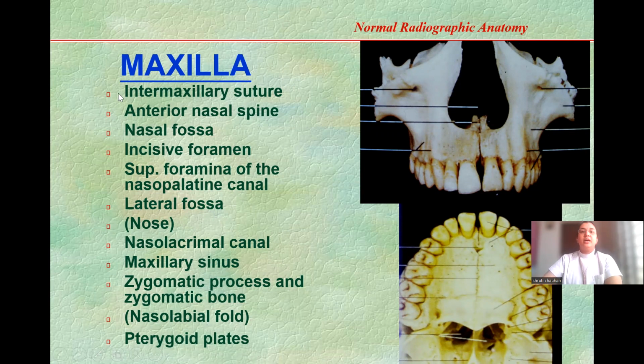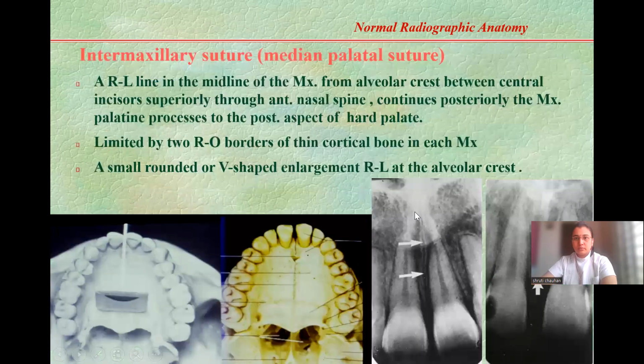Now all this will be seen whenever we're taking a radiograph from your incisors to your molars. But which one will be seen in which radiograph, that is specific, which you need to know. Let us start. First of all, the intermaxillary suture, which is also known as the median palatal suture.